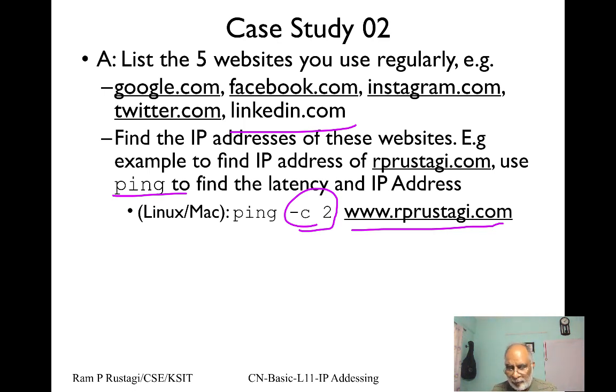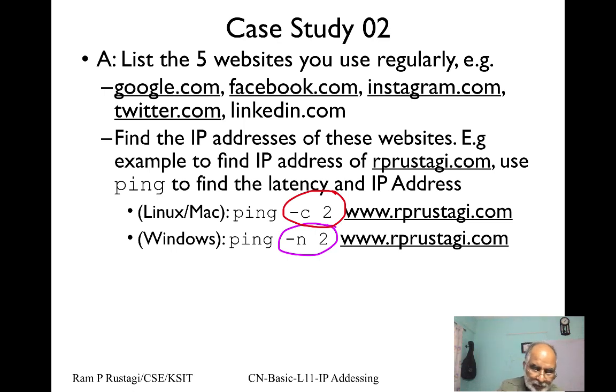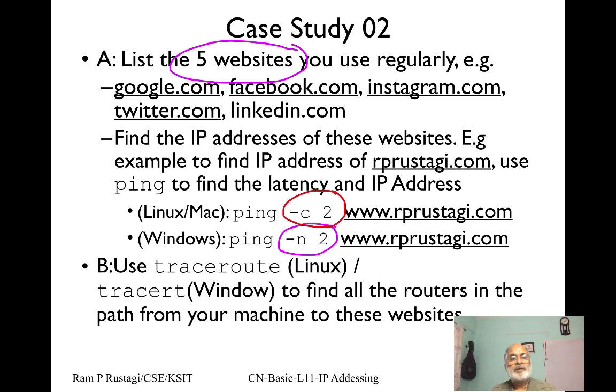And if you're using Windows, -c is not the option; use -n, which is for Windows, with 2 packets. In Windows, if you don't specify parameters, it sends 4 packets by default. But in Linux, if you don't specify, it will keep sending until you abort it. On Linux, to abort, use Control C. So this way, identify the IP addresses of all the 5 websites that you use on a daily basis.